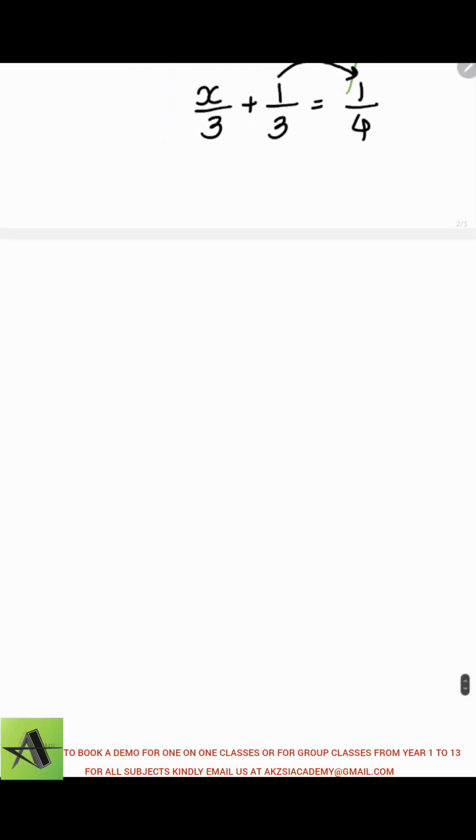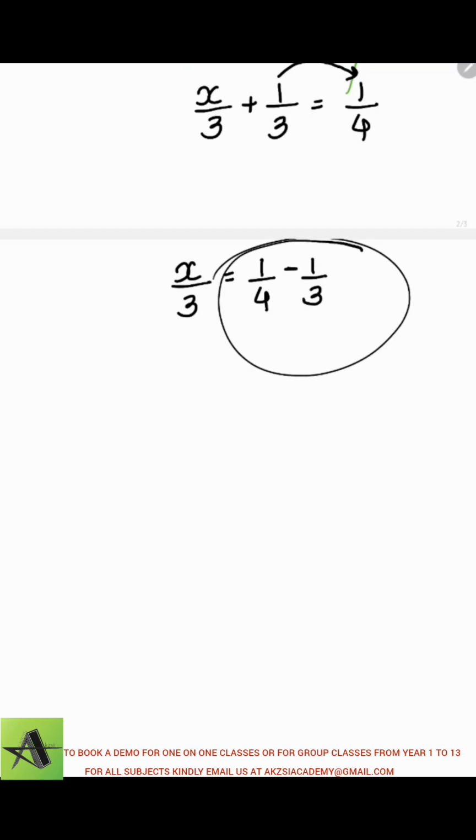So it will become x over 3 equals 1 over 4 minus 1 over 3. Well, this is the part where most of the students get confused, subtraction or addition of the fractions. We can add or subtract fractions only if the denominators are same. If denominators are different, you won't be able to add them or subtract them.